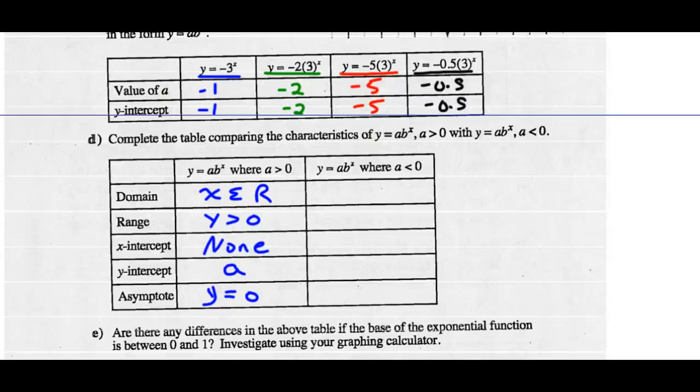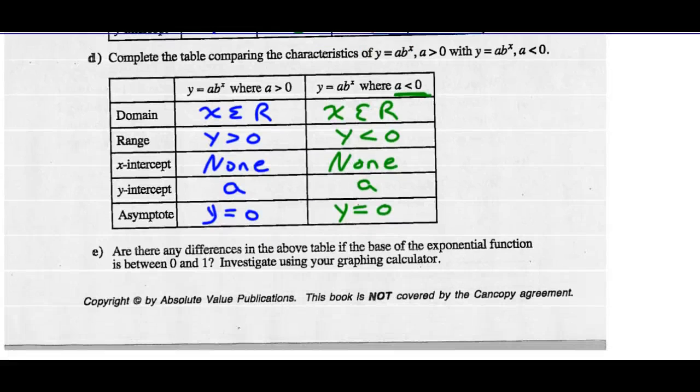If I look at the graphs that were below, when a was negative, less than 0, the domain x still goes forever right and forever left, so it's any real number. Now the range is less than 0, so all those graphs are below the x-axis. All the y values are negative. It still never touches or crosses the x-axis. There's still no x-intercept. The y-intercept is still the a value, but now the a value is less than 0, negative. And the asymptote is still the x-axis, which has the equation y equals 0.